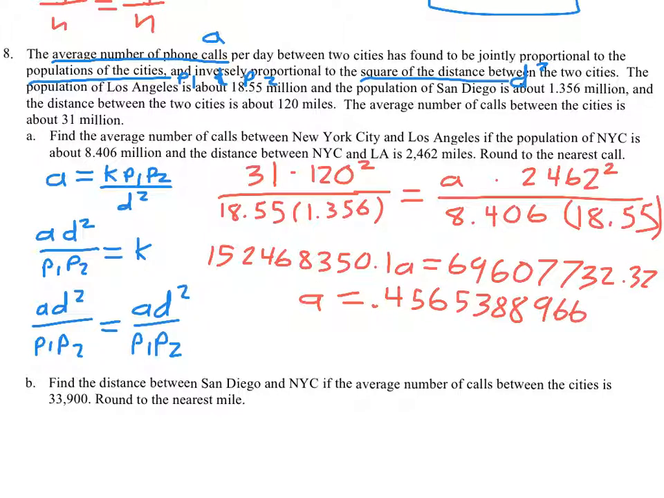But keep in mind that is in millions, so if we want to round to the nearest call, we need to multiply by a million. A million is 1 with 6 zeros after it, so if I multiply by a million, I get 456,538.8966, which rounds to 456,539 calls.